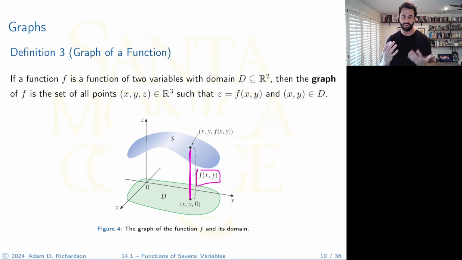So if your function happens to be positive, you could think of it as literally the height. So if I'm at this point on the planet, at sea level, how high up do I go? That kind of thing.